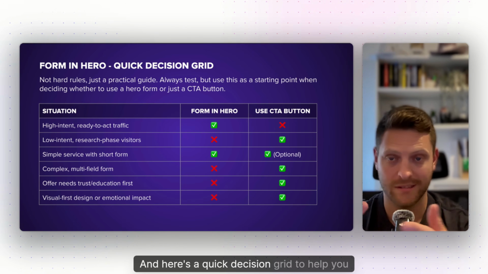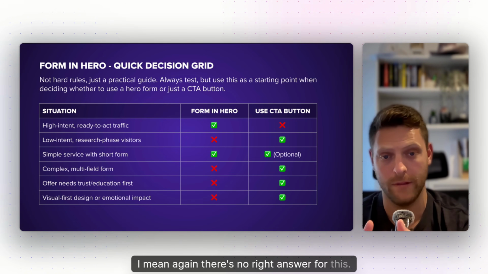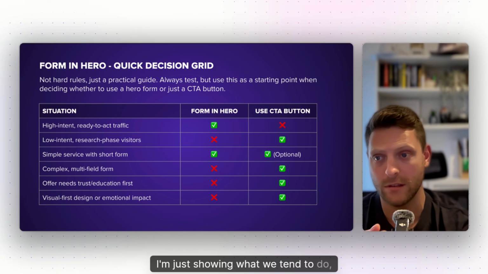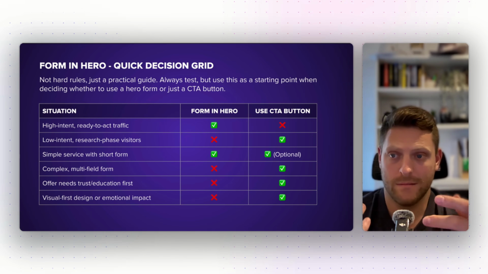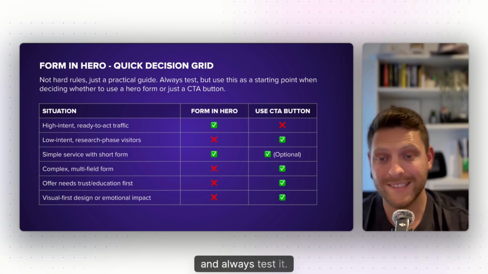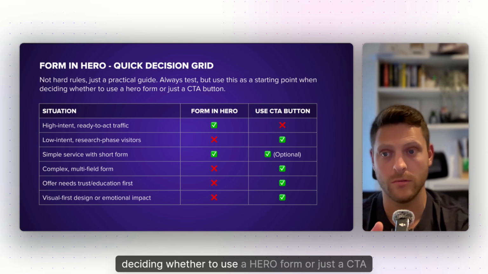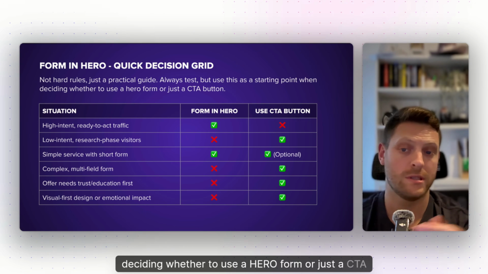And here's a quick decision grid to help you figure it out. I mean, again, there's no right answer for this. I'm just showing what we tend to do and just giving you a bit of a practical guide to navigate this. And always test it, but you can use this as a starting point when deciding whether to use a hero form or just a CTA button.